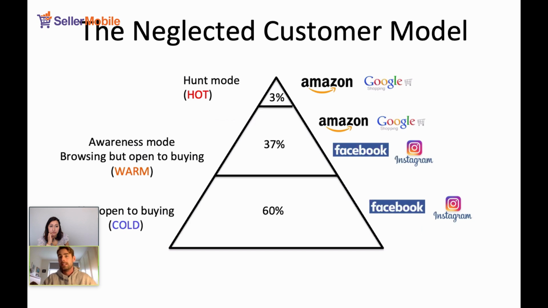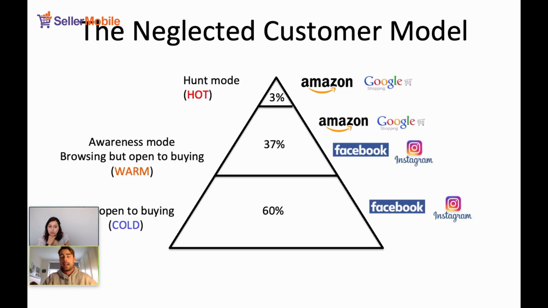You really need to have a unique selling point or a quality price point or a product that simply blows the competition out of the water in order to tap into this traffic. A lot of Amazon sellers are just neglecting the 97% of people who are at the bottom of this triangle. These are people who aren't actually open to buying right now. They might not be aware of your product. They might not be aware that they have a problem that your product can solve.